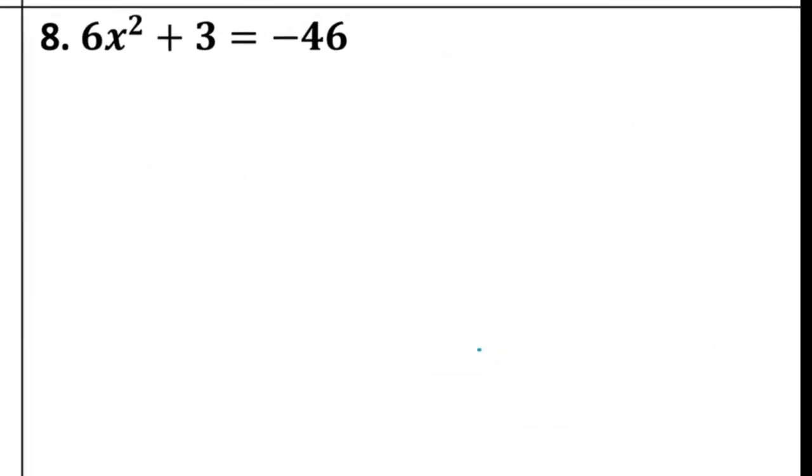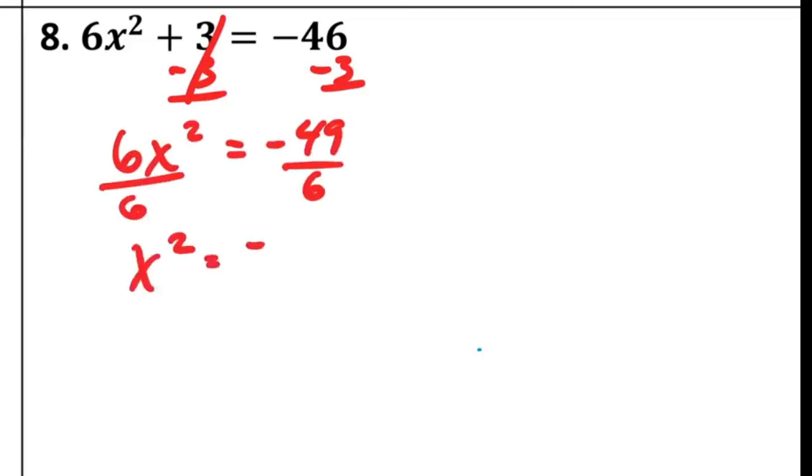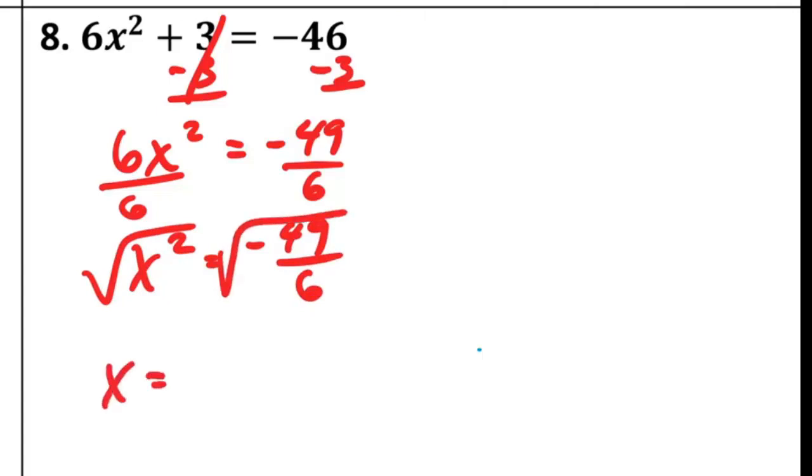And the last question, there is no x term. So we could simply solve for the x squared. Get the x squared by itself. And at the very end, we'll take the square root. We don't forget our plus or minus. And because there's a negative, we'll need to include an i.